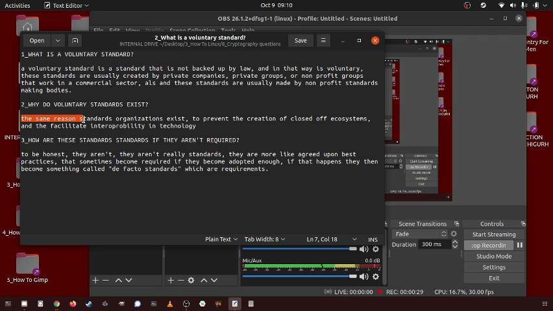Why do voluntary standards exist? The same reason standards organizations exist, to prevent the creation of closed off ecosystems and facilitate interoperability in technology.